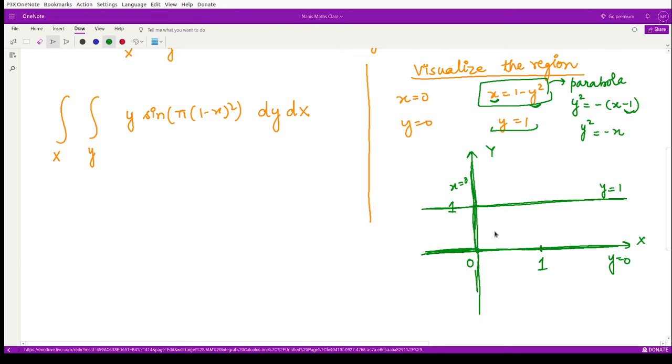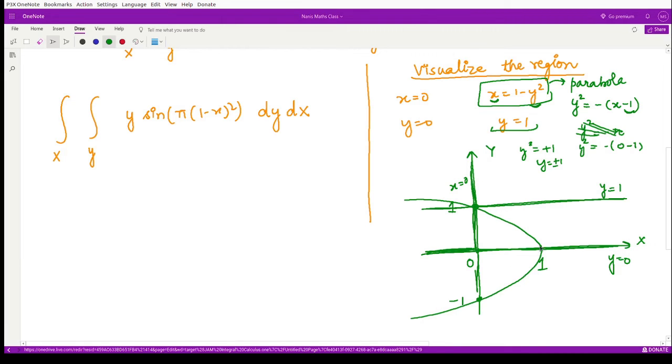And moreover, it will cut this y-axis at which points? At the y-axis, the value of x is 0. So when the value of x is 0, you have y square equal to plus 1. So that means y is either equal to plus 1 or minus 1. So at this point, this parabola will meet this y-axis, and at this point minus 1, this parabola will meet the y-axis. So your parabola would go something like this.